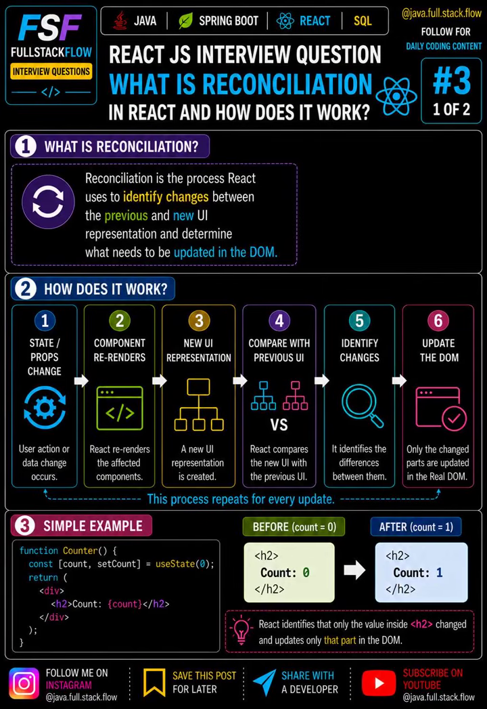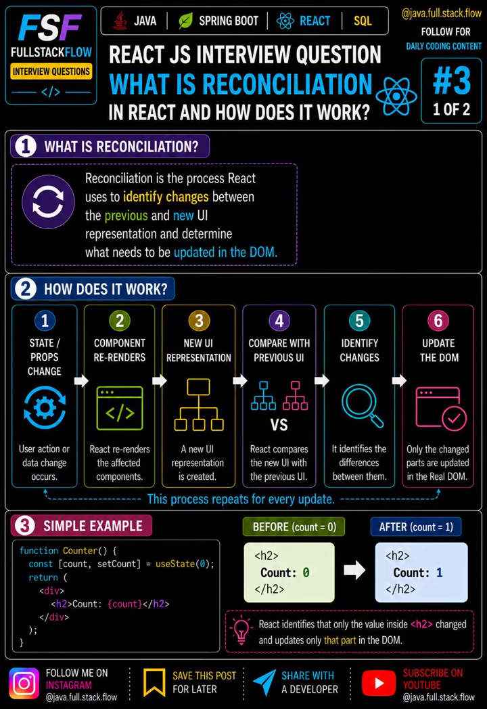For example, consider a counter component. Initially, the UI displays count 0. When the user clicks the button, the state changes and the UI becomes count 1. So here React compares the previous UI with the new UI, identifies only the count value as changed, and updates only that part of the DOM. Now let's understand how this happens step by step. How does it work?